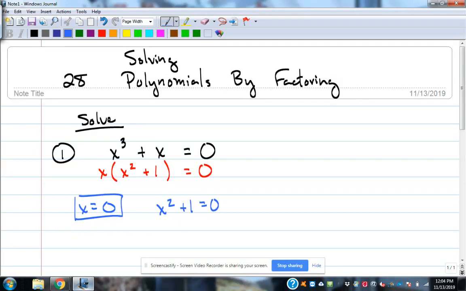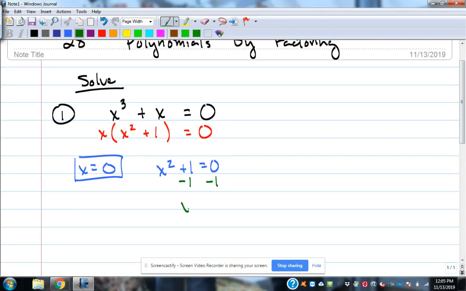Equal to 0, and then I'm going to subtract 1 to get x squared by itself, to solve it by square roots, and then I take the square root of each side. What's the square root of -1? i. So plus or minus i. Do I have 3 answers there? All right, 0 is one of them. That's the real answer. And then we have these 2 complex solutions. Positive i is the second answer, and then negative i is the third answer. So there are 3 answers there.